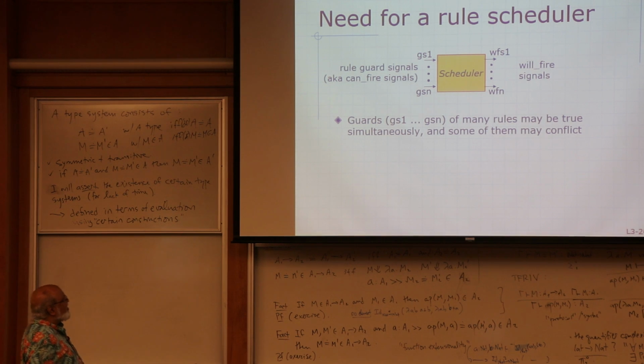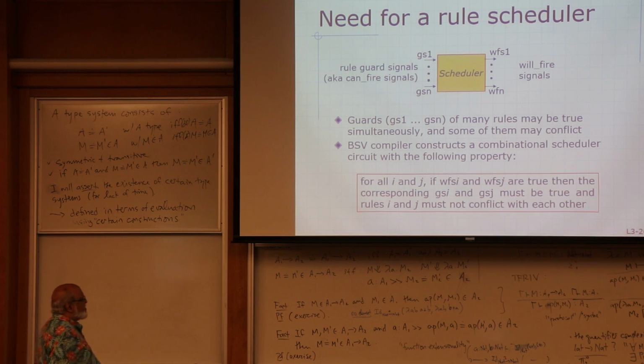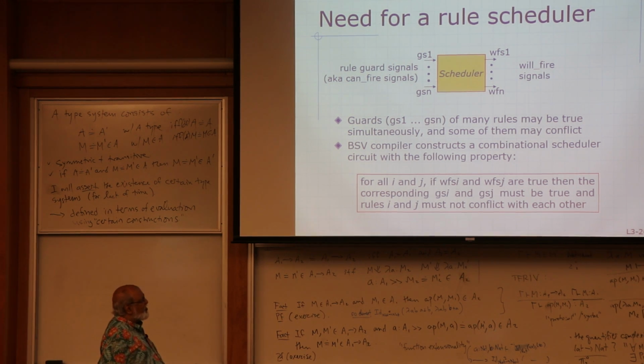All right, so guards of many rules may be true simultaneously, and some of them may conflict. So the BSV compiler constructs a combinatorial scheduler circuit with the following property. For all i and j, if will fire signals i and j are true, then the corresponding can fire signals must be true, and rules i and j must not conflict with each other.